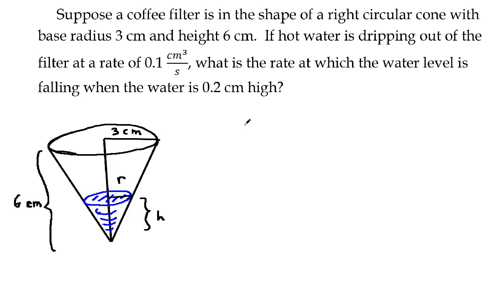The formula for the volume of a cone is given by 1/3 pi r squared h, where r is the radius and h is the height. Now we're going to apply this formula to the blue cone here, where r is the radius and h is the height.